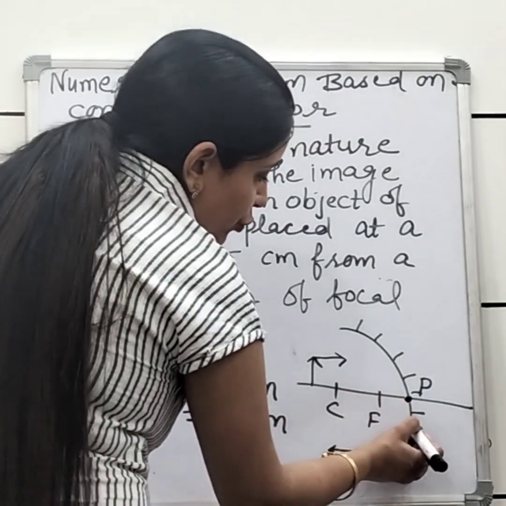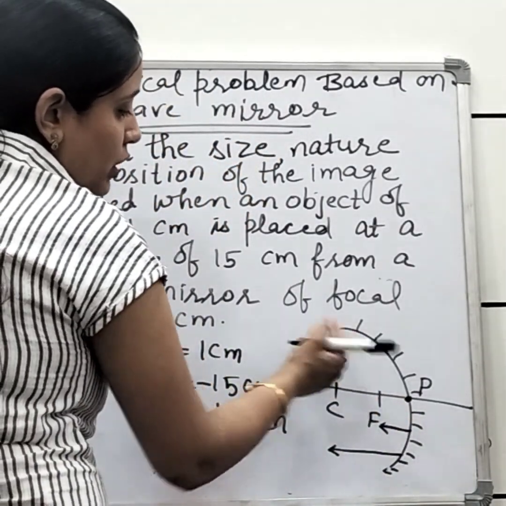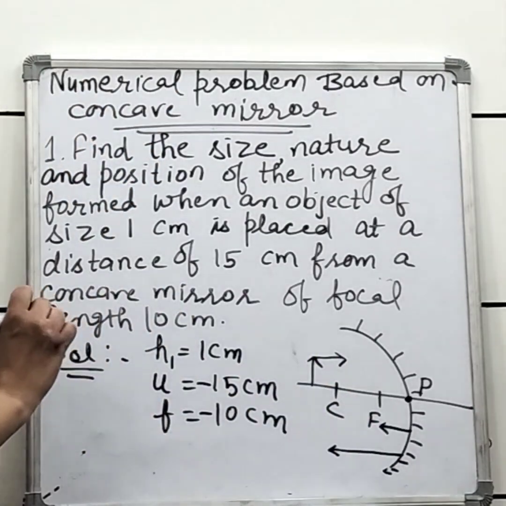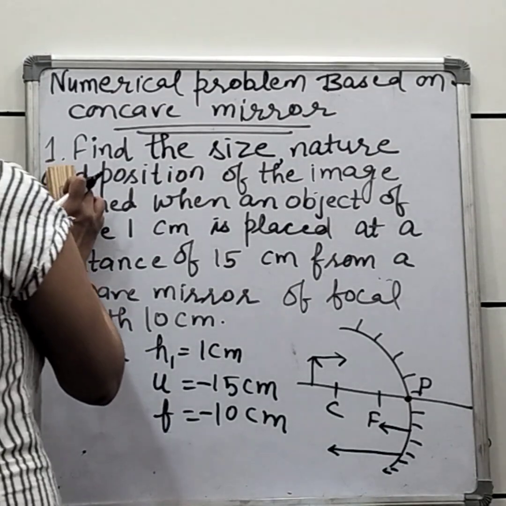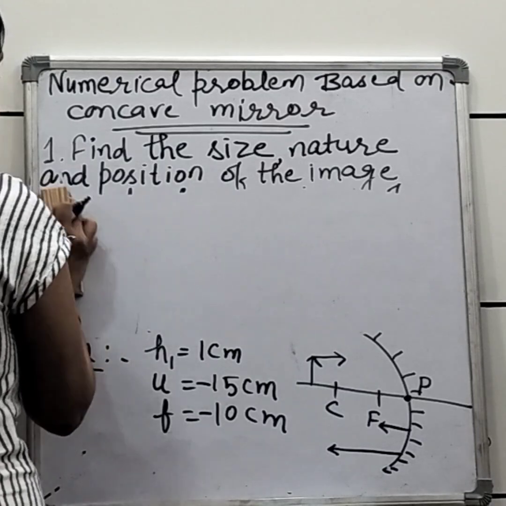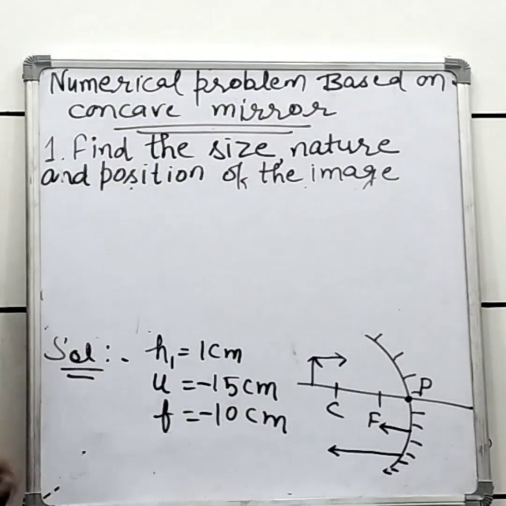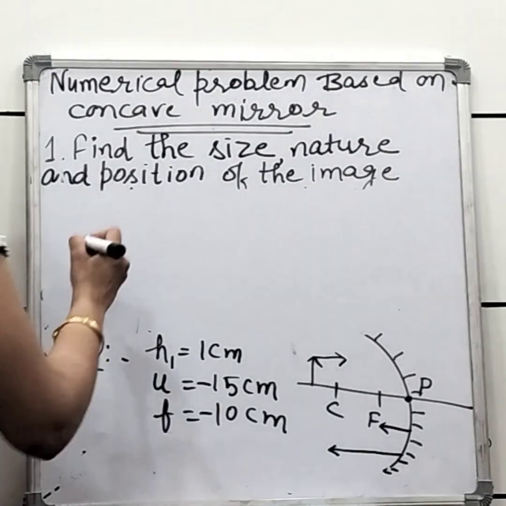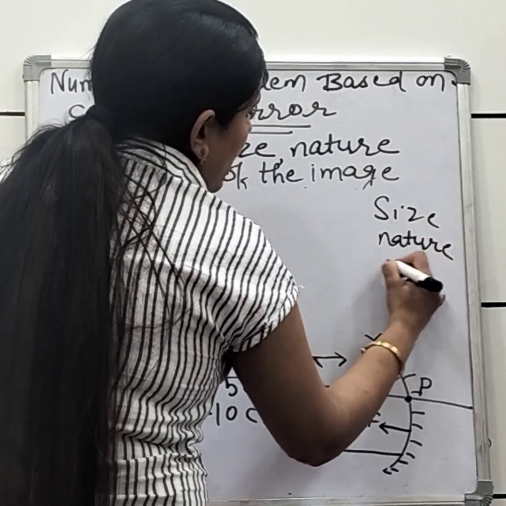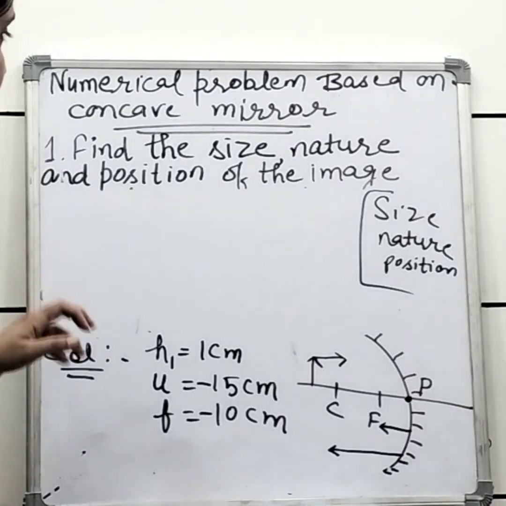For the focal length, you move from the pole to the focus point, while the incident radiation moves towards this, so they are opposite to each other. So the focal length is also negative. Now you have to find the nature, position and size of the image from the given terms. According to the mirror formula, you have to calculate these three things.